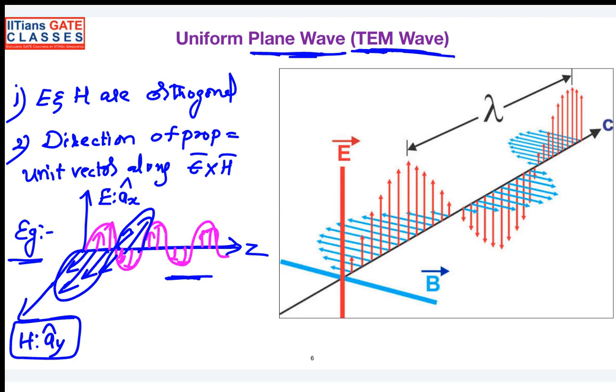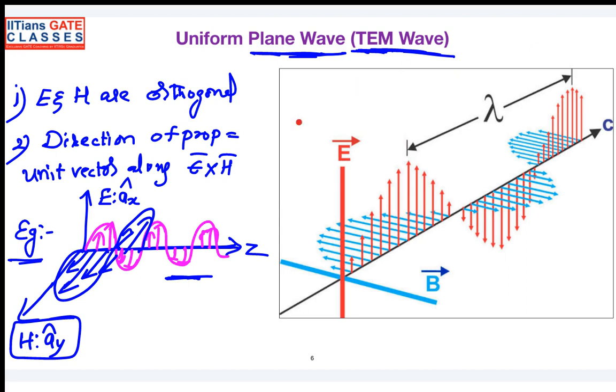Right. So the wave is propagating, that means as time advances, the wave is going to propagate along the Z direction. If you see the Z direction, it is the cross product of your X and Y, which is nothing but your E and H. So that is also satisfied. So that's what you can see here.